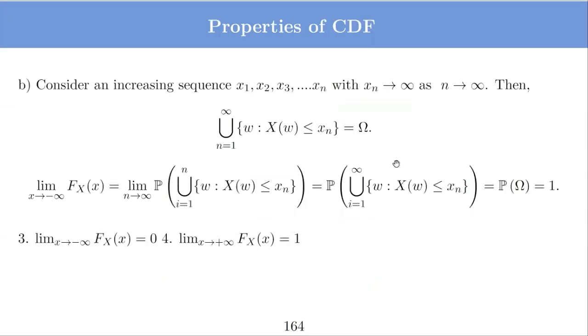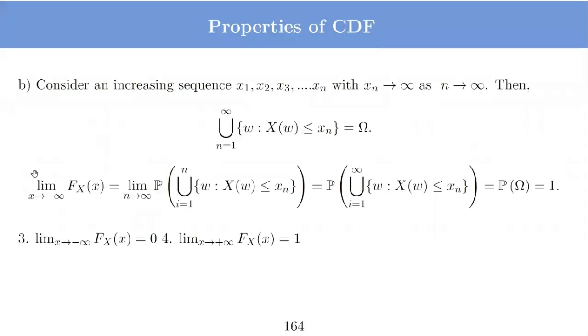Similarly, you can show it the other way. You can take an increasing sequence xn such that xn tends to infinity. Then you can take the union of such sets, and you can say that the union is omega, right? Because no matter what number you take, let's take plus 10,000, you can always find an xn which is more than 10,000. So it would be in that set, and the countable union is made from all omega which belong to at least one of these sets.